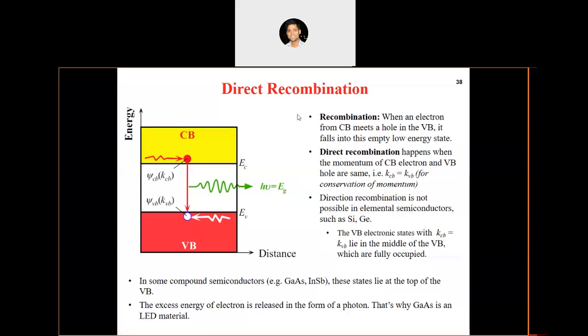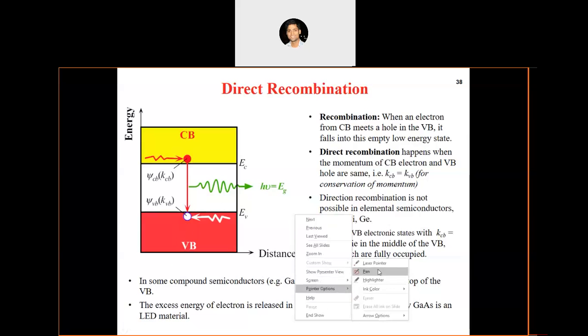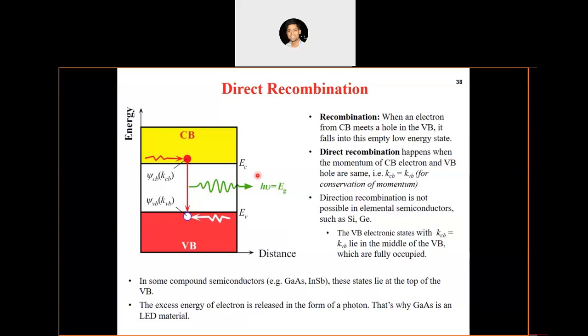So there can be two types of recombination. One is direct recombination, another one is indirect recombination. Direct recombination happens when the momentum of the conduction band electron is equal to the momentum of the valence band hole, because even during all these processes we have to follow quantum mechanical principles, and according to that, the energy as well as momentum both should be conserved. So if the conduction band electron has the same momentum as the valence band hole, then they can simply combine with each other and momentum conservation will be automatically followed. In that case, the excess energy will be released in the form of a photon, right? This is called direct recombination.